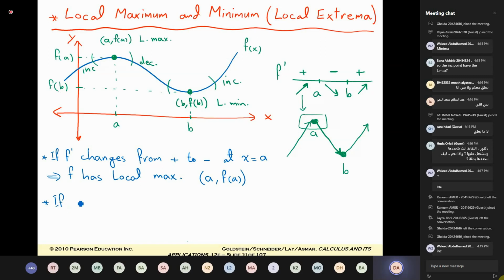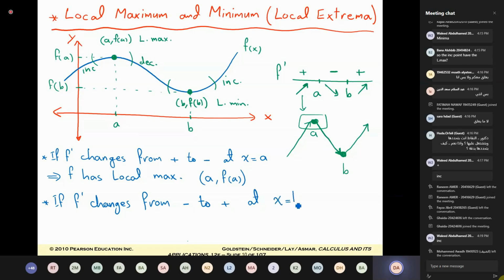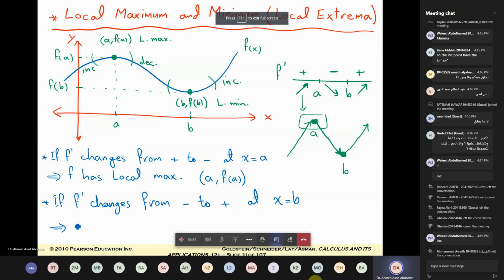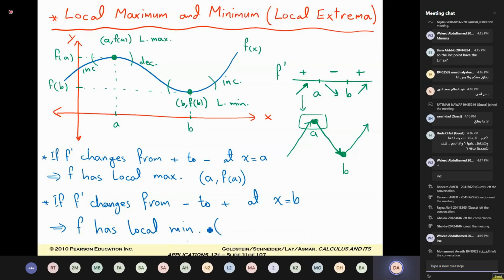If f prime changes from negative to positive at x equal b, for example, then f has a local minimum. What's the point of the local minimum? B and f(B). What's the value of the local minimum? f(B).